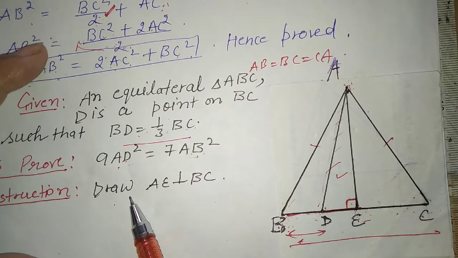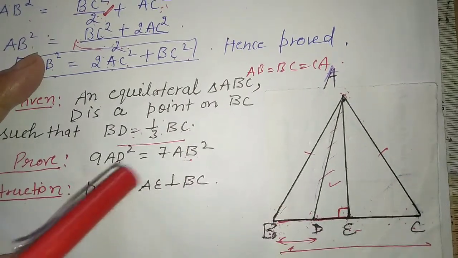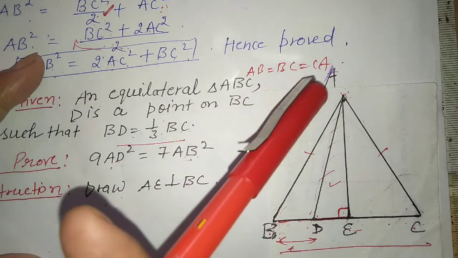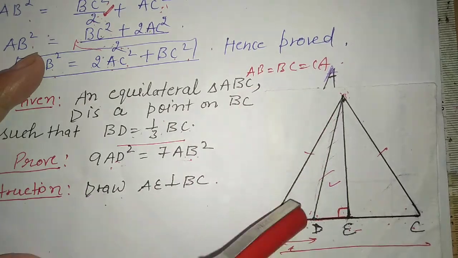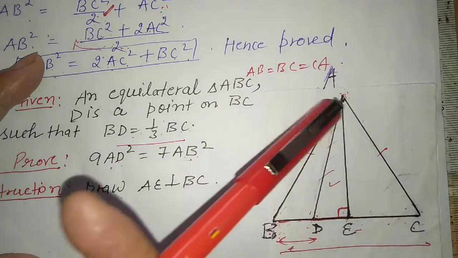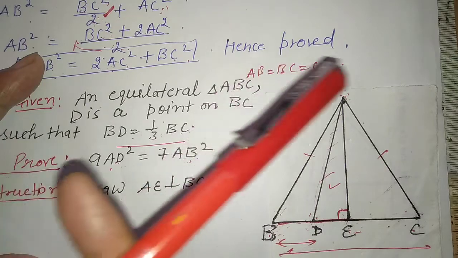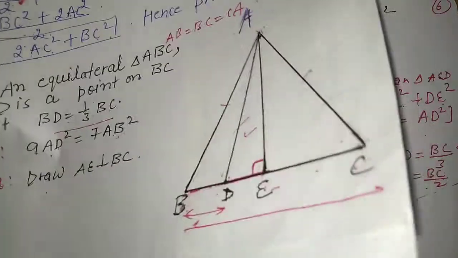We will do one construction here, because without the Pythagoras theorem we cannot find the squares, and Pythagoras can be applied only if there is a right triangle. So we will draw one perpendicular on side BC from the vertex A. So AE is a perpendicular on BC.